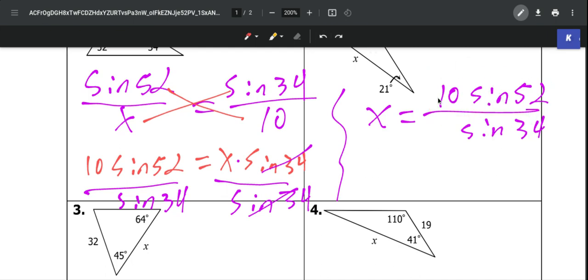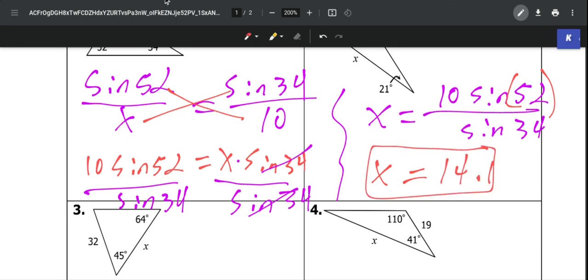But if not, you'll just have to make sure you put parentheses around this part. So if you do 10 times sine of 52 and end your parentheses and then divide by sine of 34, it should be okay. We'll look at some of that in class when I actually have the calculator where you can see it. But once we do this, we'll get 14.1, which would be our answer.